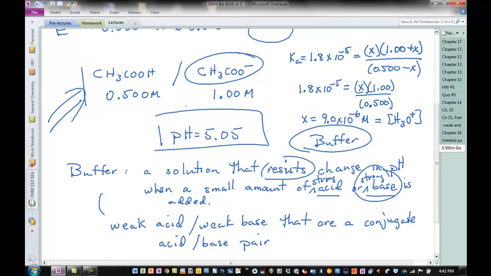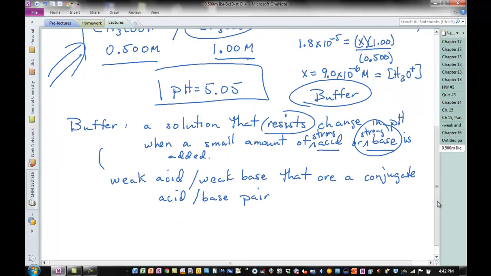And we have to have concentrations of both of those present at the start of the reaction. All right? So, pretty cool. You now know what a buffer is. You now know how to calculate the pH, because it's really not any different than calculating the pH of a weak acid, right?